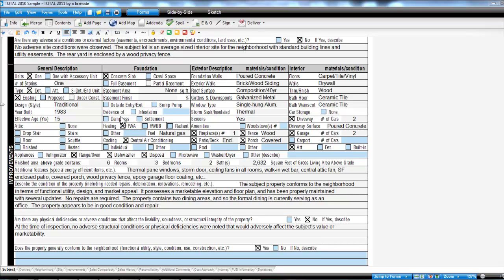Evidence of infestation, dampness, or settlement. If any of these were there, that probably would be a major issue with valuation, and you might actually be at the point where you'd need to stop the appraisal and talk to the lender, get a copy of an inspection report and reference that within the appraisal. But again, typically if it's not seen based on the appraiser's inspection, then you wouldn't check any of these.